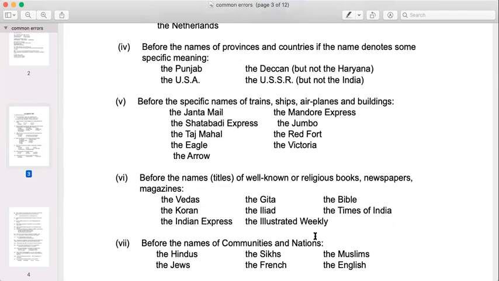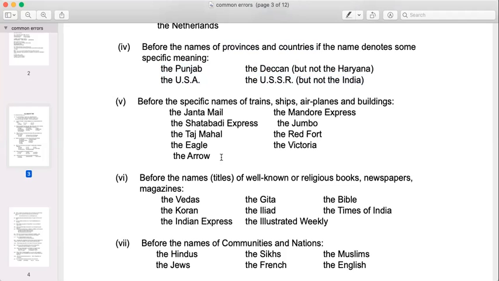Next use of "the" is before the names of provinces and countries in case their name is denoting some specific meaning. The Punjab. Punjab itself has its meaning. The USA, the USSR, the Deccan, etc. Before the specific names of trains, ships, airplanes, and buildings. The Janta Mail, the Shatabdi, the Taj Mahal, the Victoria, the Mandor, the Eagle, etc.